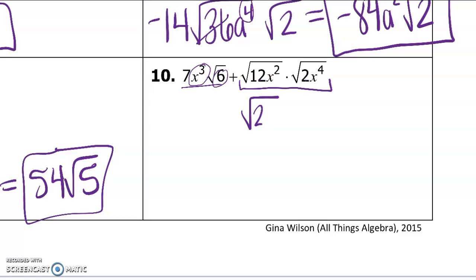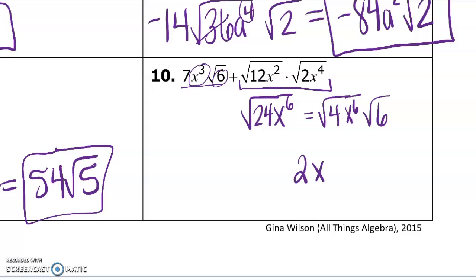12 times 2 is 24. Add your exponents to get x to the 6th. I'm going to write it over this way. 4 is the perfect square that goes into 24 with 6 left over. And then our x to the 6th comes along. So this does become 2x to the 3rd square root of 6. So square root of 4 is 2. Remember, we divide that by 2 is how we get x to the 3rd.